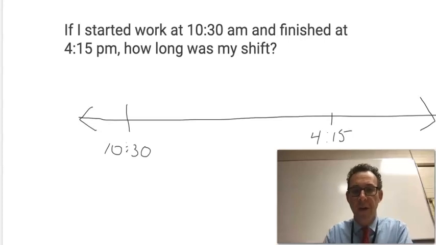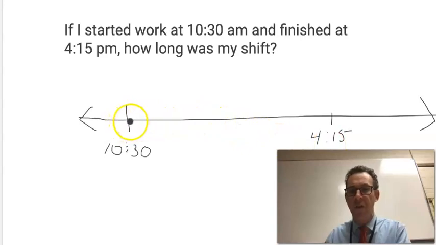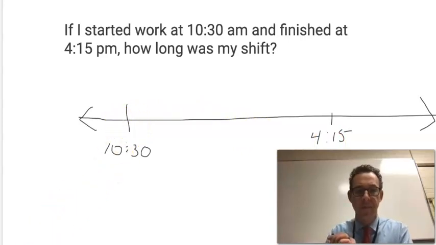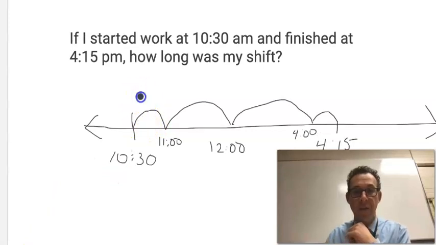The number line lets me visually see where 10:30 is when my shift starts and where 4:15 is where my shift ends. And then I can think about how can I get from 10:30 to 4:15. To get from 10:30 to 11 o'clock, that's just 30 minutes. Then I'd jump for an hour to get to 12 o'clock, that's a good landing spot, is noon.